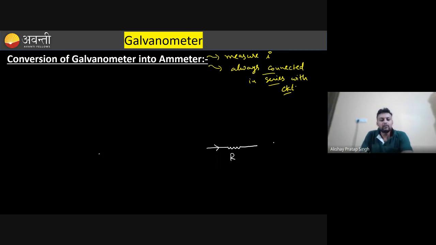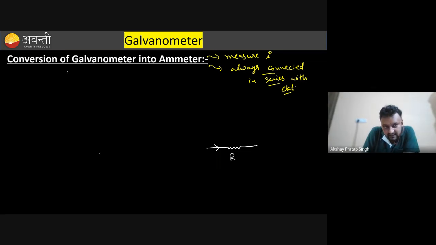Now consider the situation. Whenever you see a meter, there is a limit up to which it can measure. Are you getting my point? For example, the voltage stabilizer you have seen in your houses has some readings. The speedometer of your bike or your scooty has some limit, 80, 90, 100 kilometer per hour, 200 kilometer per hour, like that. So every meter has a limitation.